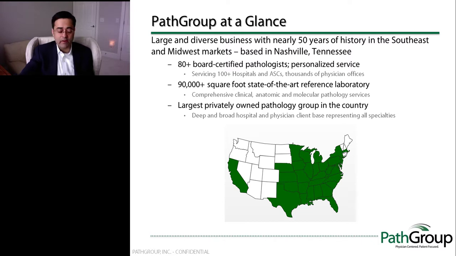And our practice ranges from bread and butter primary care clinical practice to women's health and infectious disease testing and oncology testing. Women's health and oncology are our two biggest areas of concentration and where we see the most growth, the most testing, as well as the highest number of clients. So essentially, we are one of the largest privately owned pathology groups in the country, and we have a lot of experience and hospital and physician client base representing all specialties.